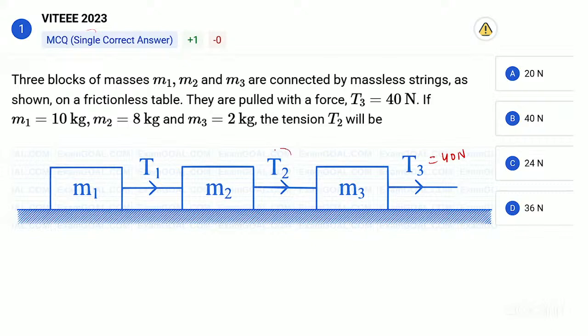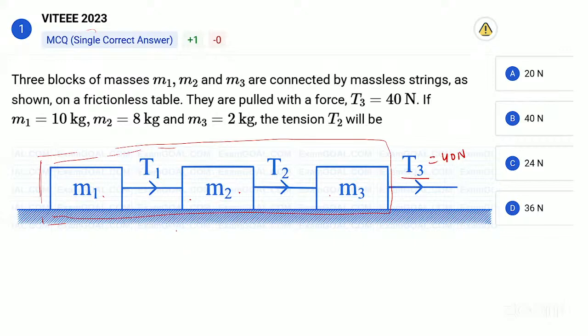We can see that T2 is in between M2 and M3, and T1 is in between M1 and M2. So these are the internal reactions. If I combine this whole picture as a system, T1 and T2 will vanish because they behave as internal forces and will not count. So only T3 will be there, acting as the external force.